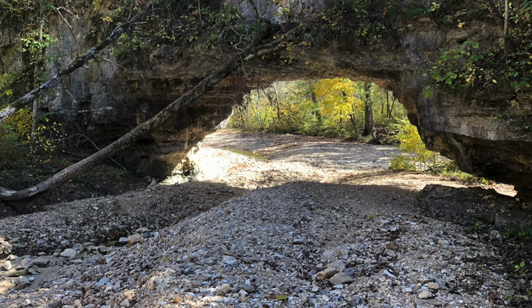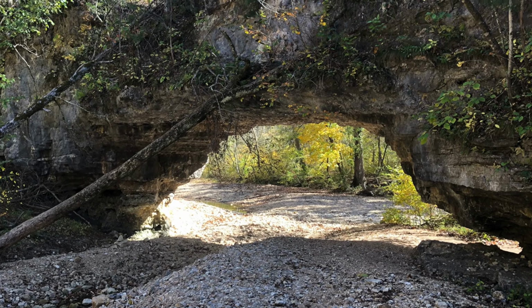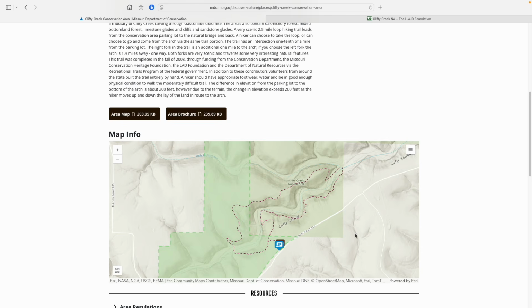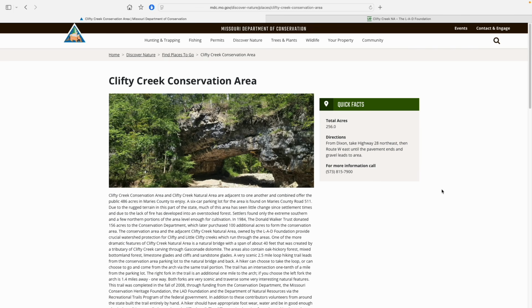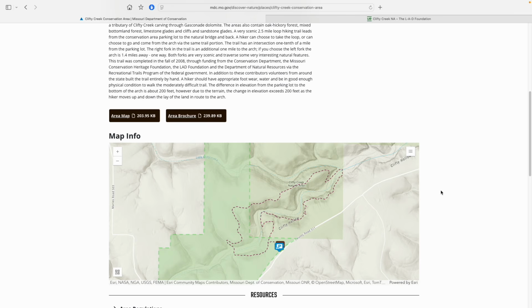If you want to verify the existence of Clifty Creek Natural Bridge for yourself, it's easy to do. It lies within Clifty Creek Natural Area, accessed via a lovely 2.5-mile hiking loop starting from a trailhead in adjacent Clifty Creek Conservation Area. We'll link to these sites below. The bridge is at the trail's easternmost and farthest downstream extent, because the public land border lies just beyond.